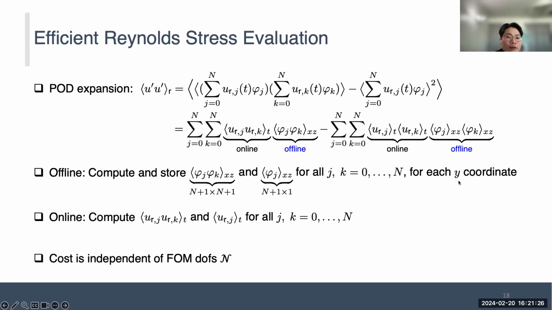And notice that for each y coordinate, you have to store this (n+1) by (n+1) matrix. So it's a third-order tensor, but it's still cheap because everything is independent of the forward model degrees of freedom. And in the online stage, once you have the coefficient quantities, you can do the matrix or tensor contraction to get the raw Reynolds stress.